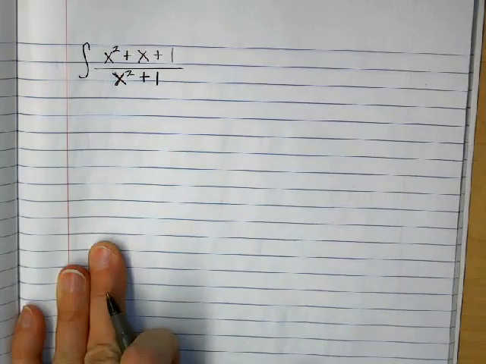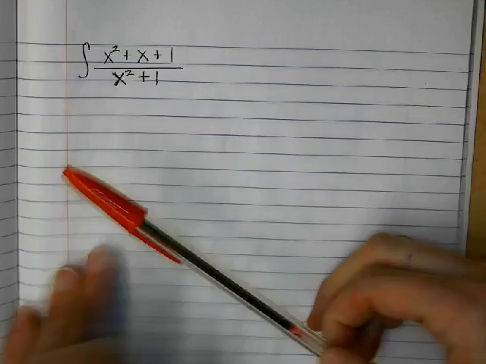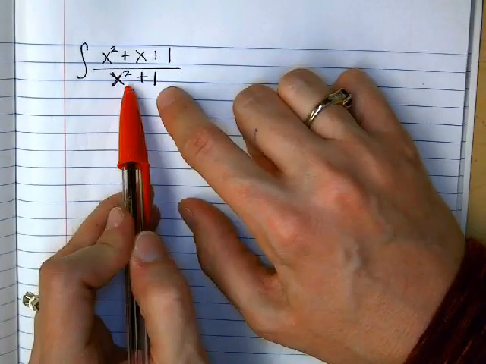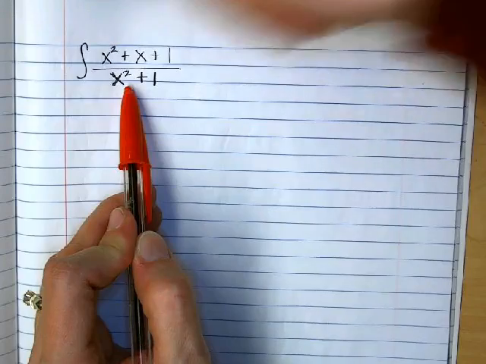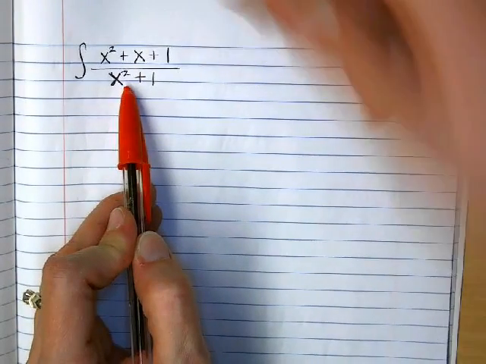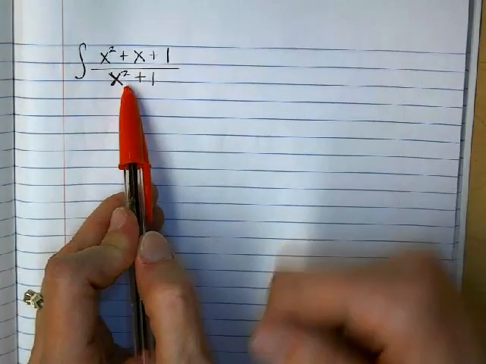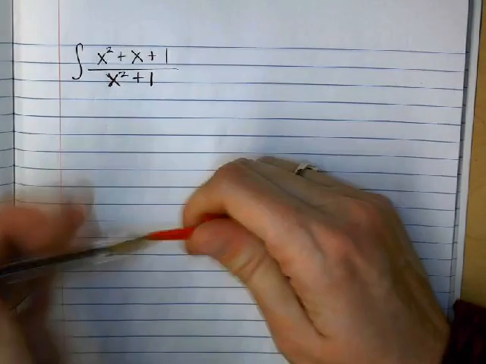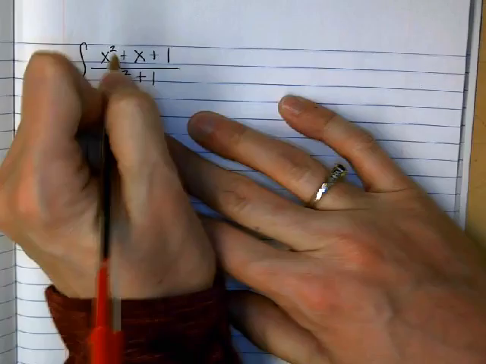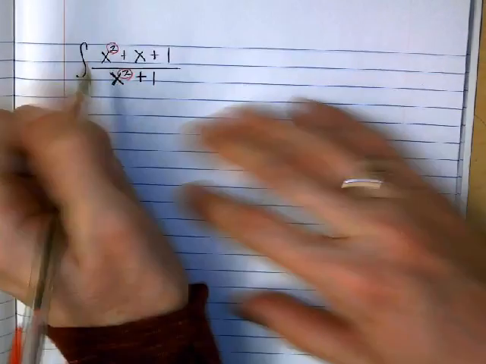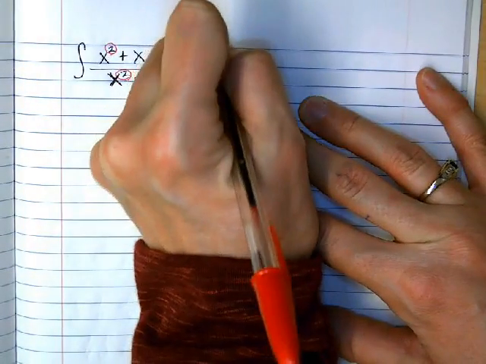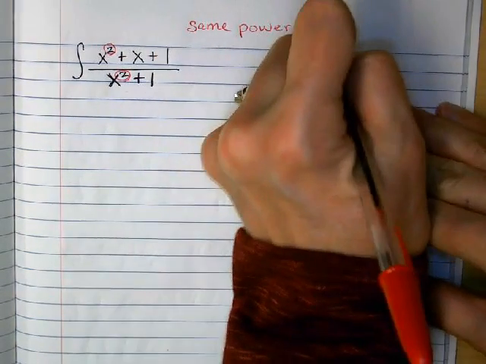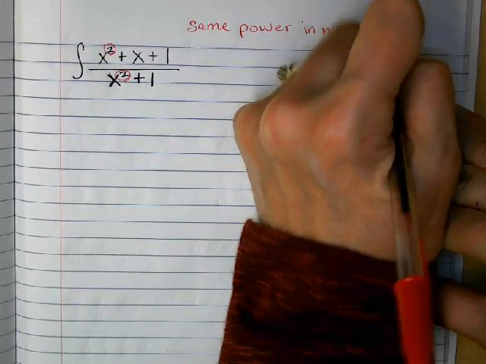And then usually you take the derivative of that bottom part and it'll help cancel out something in the numerator, like that last one we just did. The 2x canceled the x. Well, we got a problem here, because I see the same power in the numerator and the denominator. So I know that's going to give me a problem.